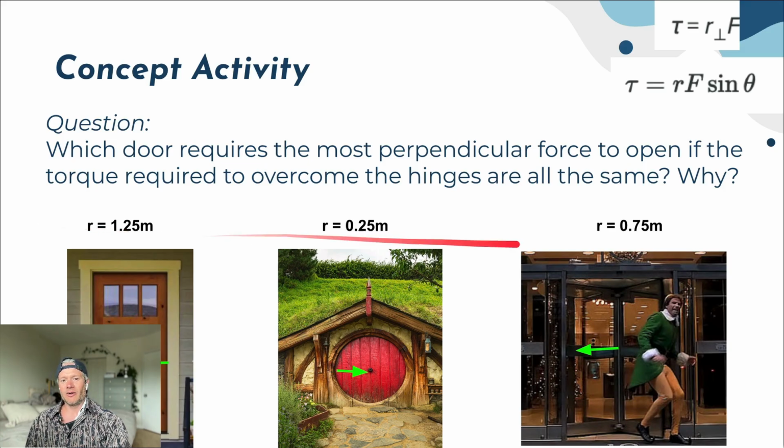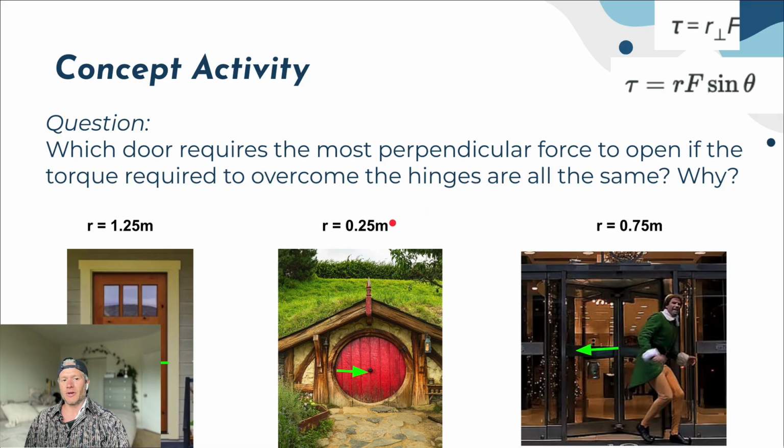Okay, so if we compare all these doors, they all have different R values, and essentially it's asking which requires the most perpendicular force. So assuming that the torques are all equal, the torque that you need to overcome to actually get the hinges moving, we're essentially looking for the one with the lowest R value, therefore needing the highest force produced. Okay, we're assuming 90 degrees application of force on all of them. We can use this equation. So again, the lowest R value will have the highest force, assuming all torques need to be equal.